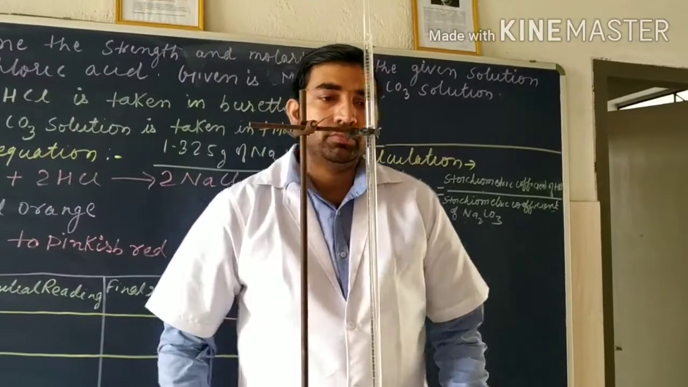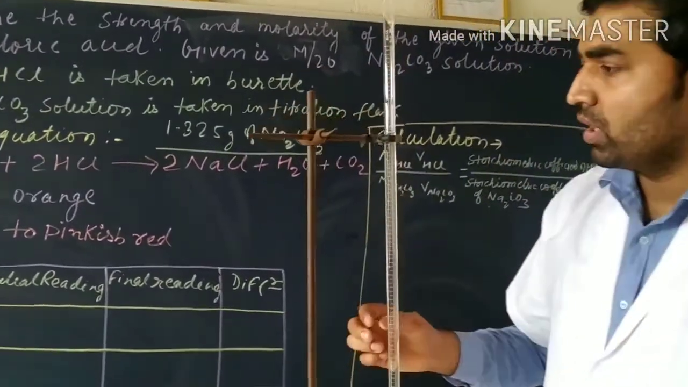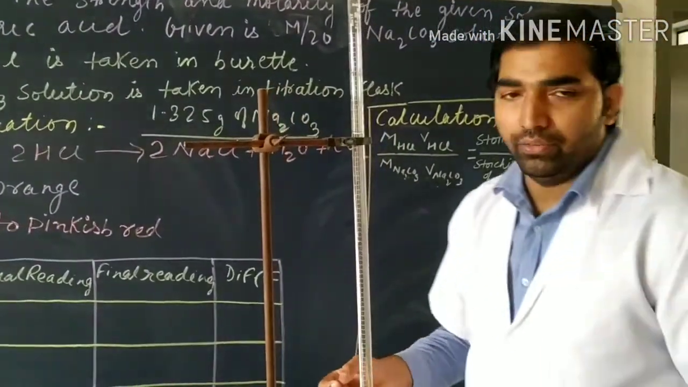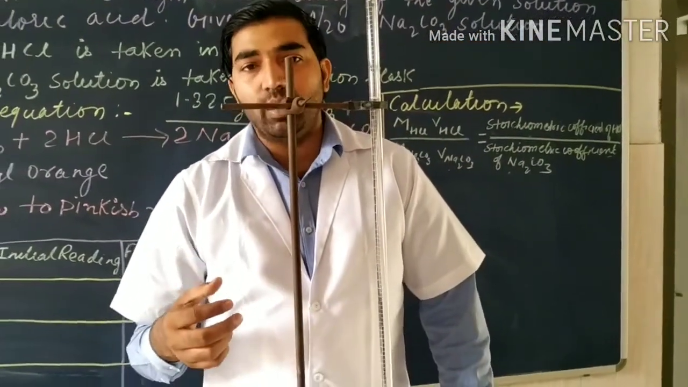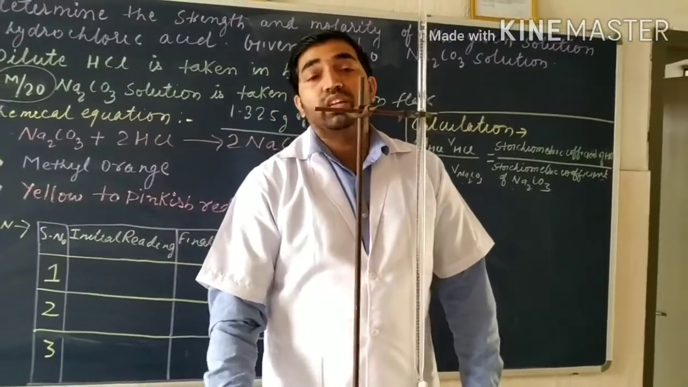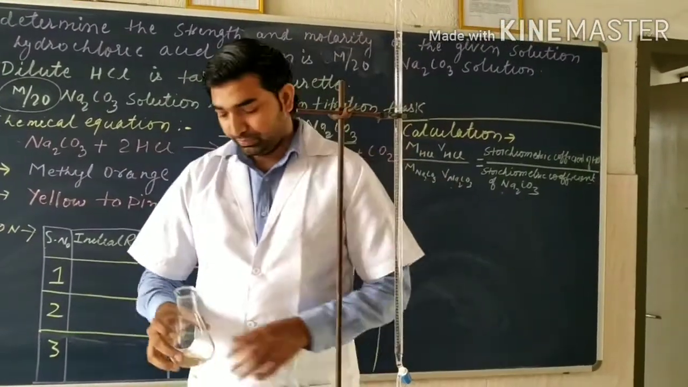See the reading. The reading is exactly 10.5. And we have to repeat this experiment 2 times more so that the concordant volume is obtained.